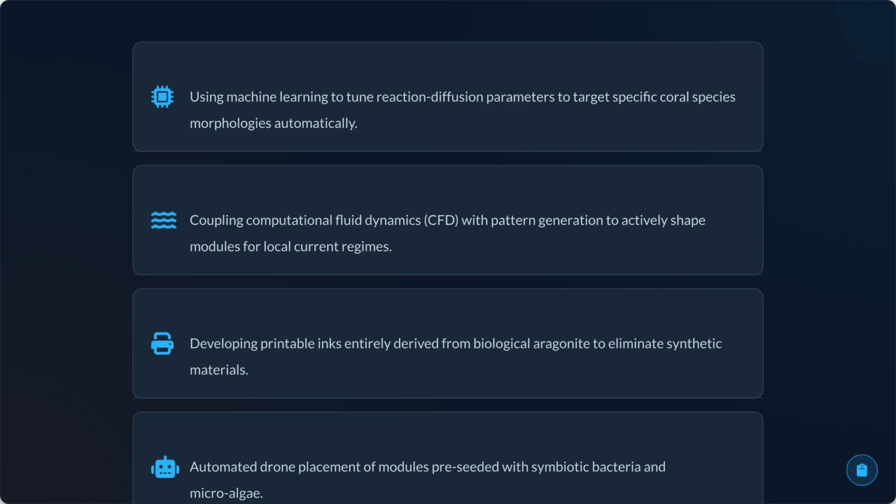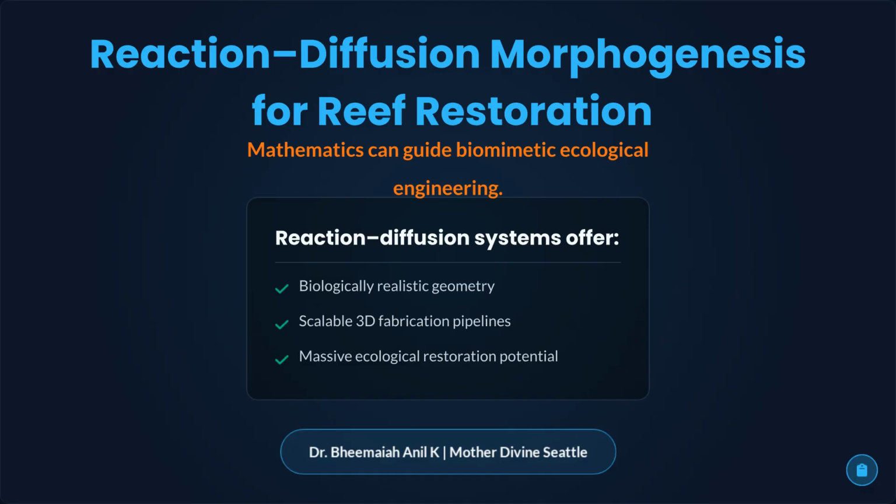Future research will focus on using machine learning to tune reaction-diffusion parameters to match specific coral species. We will couple computational fluid dynamics with pattern generation for local current regimes, develop printable inks derived from biological aragonite, and explore automated drone placement of pre-seeded modules. Reaction-diffusion systems offer biologically realistic geometry, enabling scalable 3D fabrication pipelines and providing massive ecological restoration potential for reef systems.